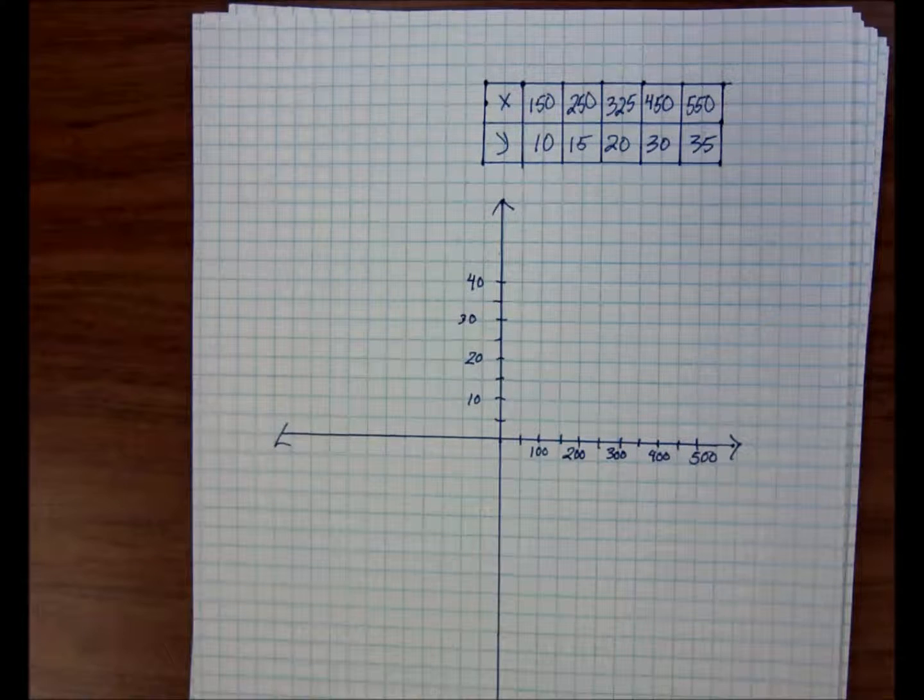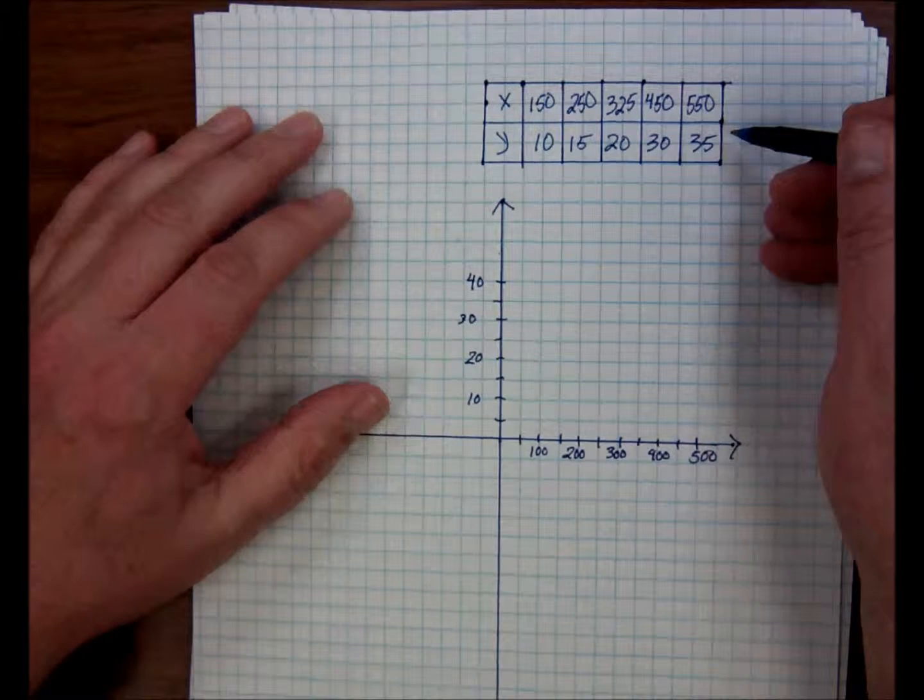Okay, today we are going to use a scatter plot and create a trend line, a best fitting line. And from that, we are going to create a linear equation in slope-intercept form. So the first thing we're going to do is plot our points.